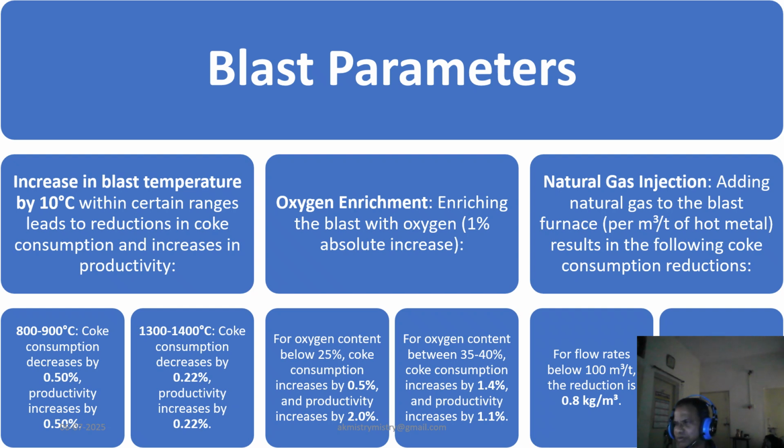So oxygen content also matters. Below 25%, coke consumption and productivity both increase by 0.25%, while above 35% they rise by 1.4%. Similarly, natural gas injection further reduces coke use, with a reduction of 0.8 kg. So this is the overall sensitivity for the operators.